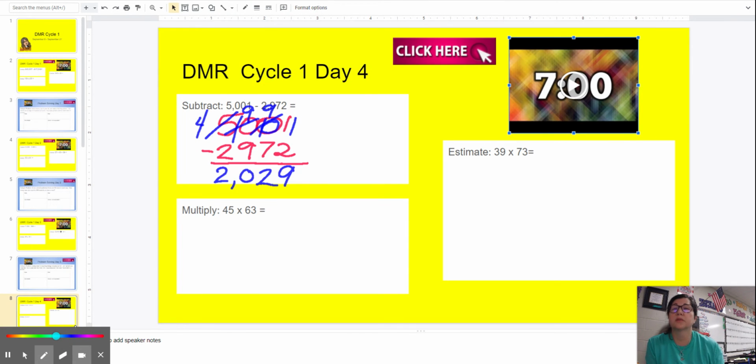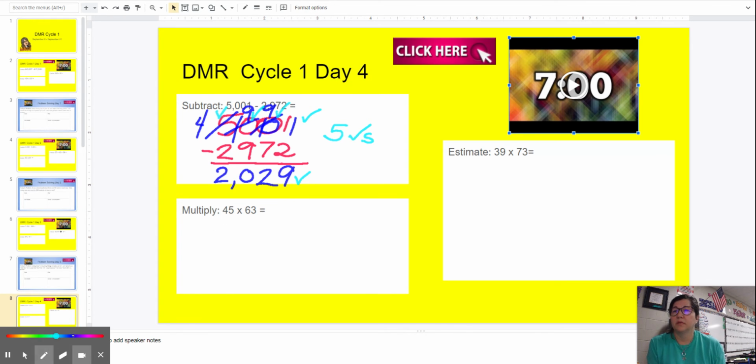Today we're going to do our check marks in blue. So borrowing and regrouping, changing the 5 to a 4, the 0 to a 10 and into a 9, the 0 to a 10 into a 9, and then the 1 into 11. And then, of course, subtracting to get 2,029. 1, 2, 3, 4, 5. 5 check marks. Okay.